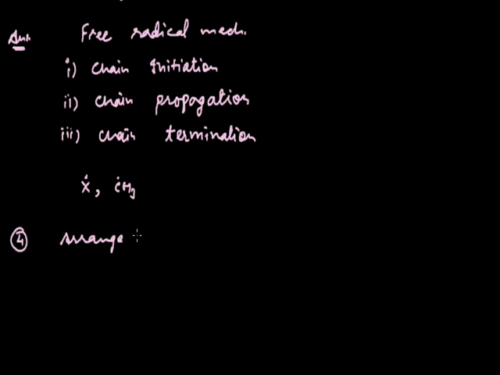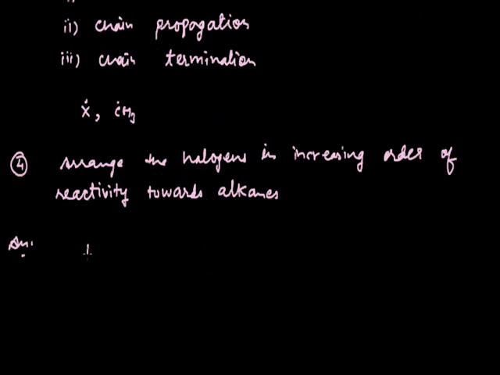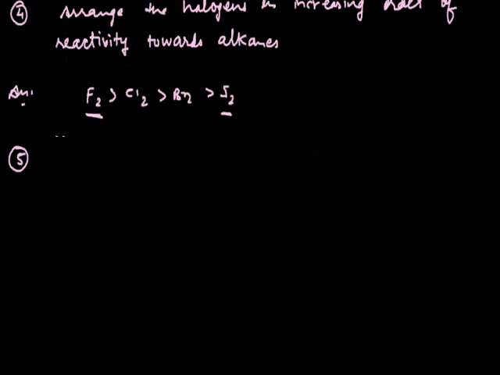Next question. Arrange the halogens in increasing order of reactivity towards alkanes. The answer is fluorine is most reactive, then chlorine, then bromine, and iodine. For fluorine, it is a highly vigorous reaction, and iodine is a somewhat reversible reaction.